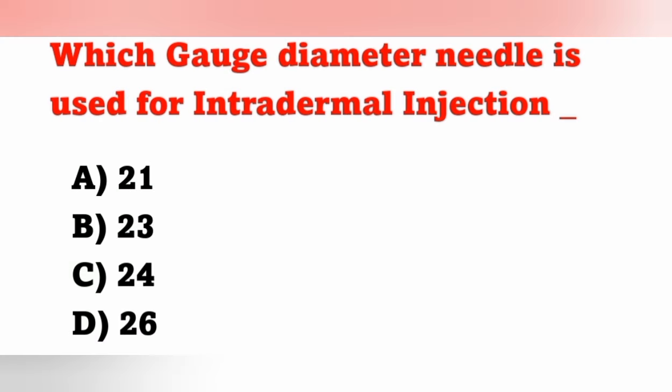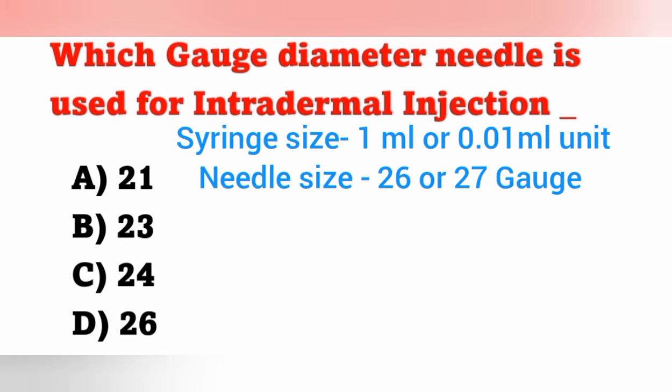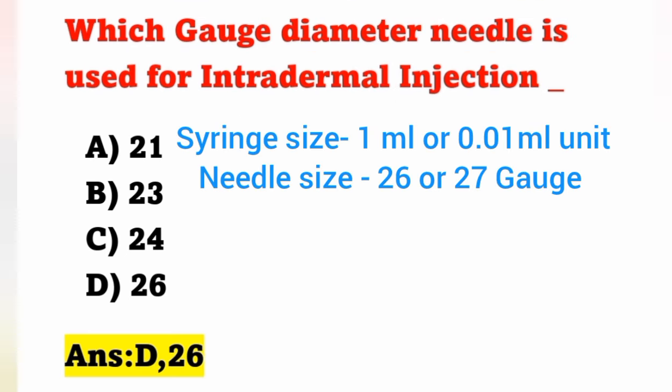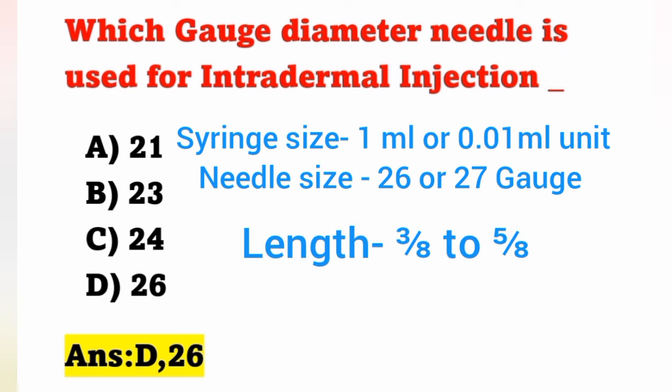Which gauge diameter needle is used for intradermal injection? Our options: option A 21 gauge, option B 23 gauge, option C 24 gauge and option D 26 gauge. For intradermal injection, we use 26 gauge. Option D is the correct answer. For intradermal injection, the syringe size we use is a 1 ml syringe or 0.01 ml unit syringe. That is the tuberculin syringe we usually use for giving intradermal injections. And the needle size is 26 gauge or 27 gauge diameter needle for giving intradermal injection.